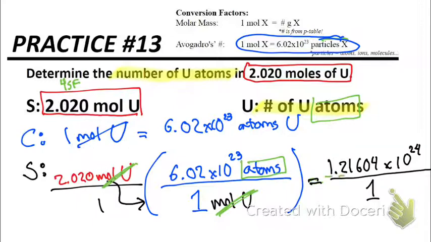Underline your top 4 placeholders. This is what we're trying to keep. We want to round. In this case, because this is lower than 5, we're going to round down. So it's going to be 1.216 times 10 to the 24th power, and that is atoms of uranium.